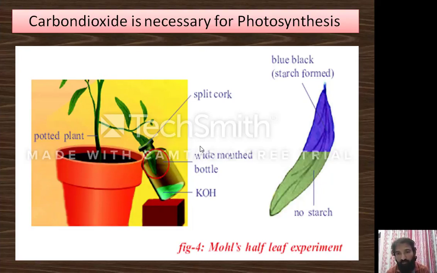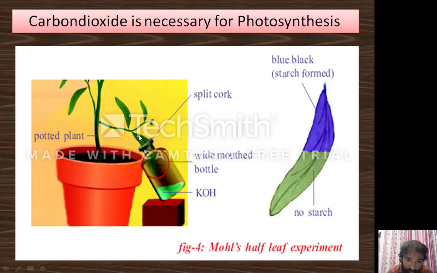So what will happen? In the observation, if starch is present, it shows the blue color. If there is no starch, there is no blue color. So if you see here, now we take this leaf and conduct the starch experiment.